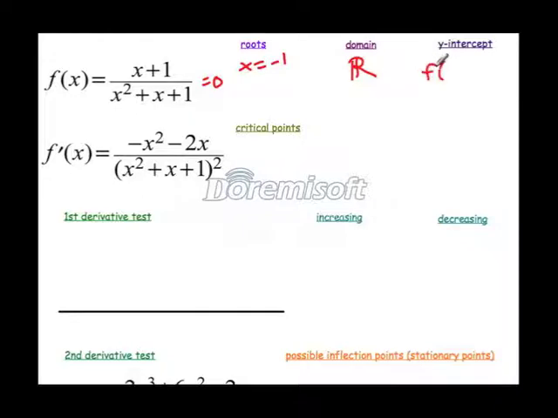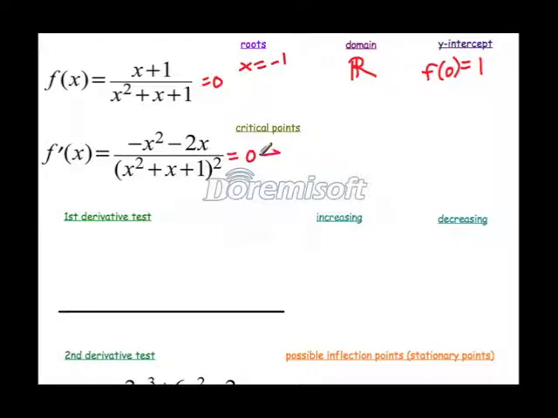Y-intercept, that is when we plug 0 into the function, and we would end up with 1 over 1, which is 1. Okay, next, critical points would be when the first derivative is equal to 0 or undefined. Now the first derivative you're going to get from just doing a quotient rule, and it's pretty straightforward on this one. So critical point, when is this equal to 0 or undefined?